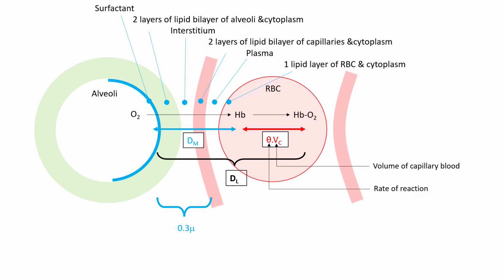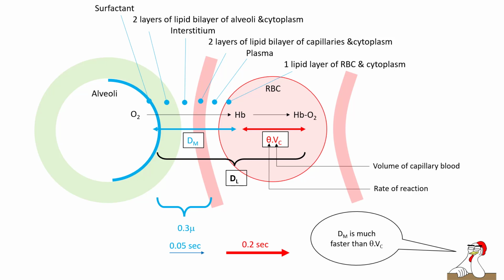Even though the oxygen has to go through multiple membranes, realize that the thickness of the alveolo-capillary membrane is of the order of 0.3 microns, and it takes a pretty short time for the oxygen molecule to diffuse through to reach the hemoglobin molecule, but it takes longer for the oxygen to combine with the hemoglobin molecule to form oxyhemoglobin. Thus, we'll see that changes in the membrane do not affect your diffusion capacity by much.